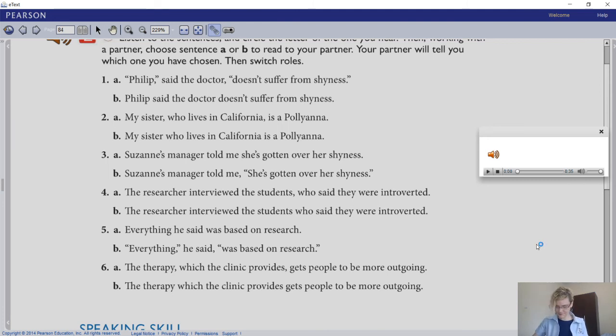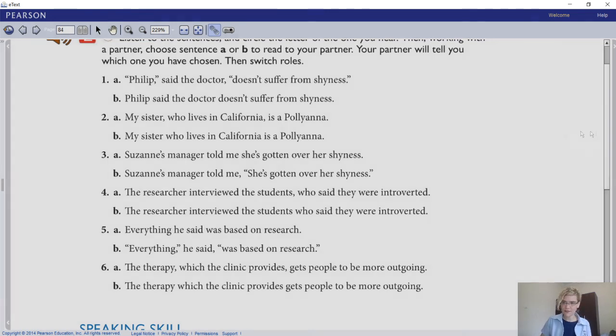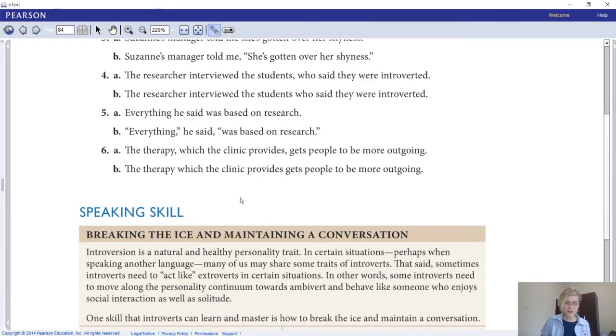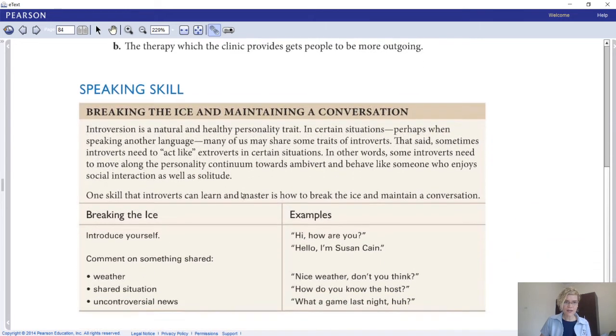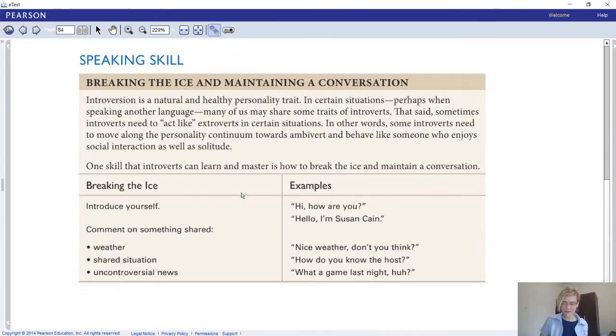Yes, very good. So you heard that and you were supposed to answer with the correct letter. Well done. So that brings us to the speaking skill right now: breaking the ice and maintaining a conversation. How do you do that? How do you maintain a conversation? How do you break the ice? Sometimes when you talk to someone, it can be awkward. How do we do this?